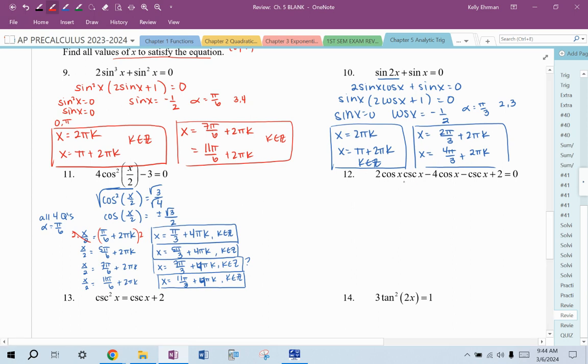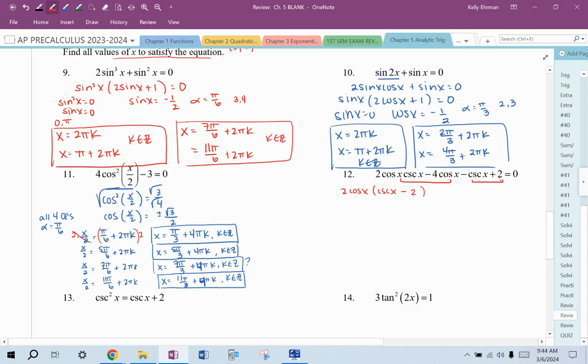Let's see. Next one. We have 4 terms. So this was a struggle on the last quiz that we took. When you have 4 terms, even though it's kind of hard to see that there are 4 terms here, you need to factor by grouping. So if we factor by grouping the first 2 terms, we can take out a 2 cosine x. That's a common factor that they both have. And that would leave you with cosecant x minus 2.